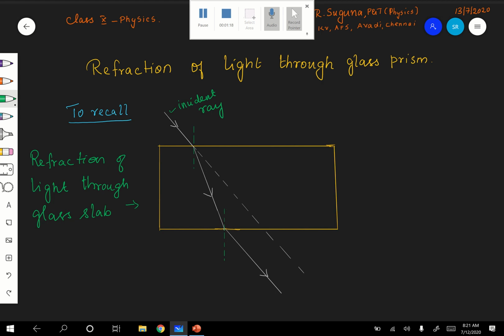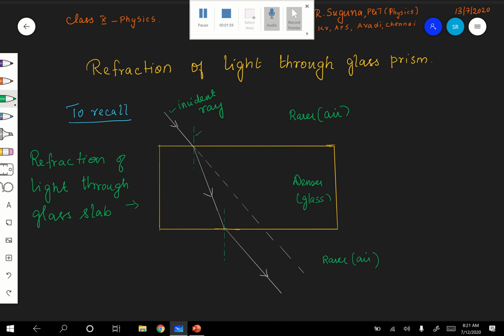Here it is rarer, here it is denser, and here rarer again. Rarer means air, here it is glass, and here once again it is air medium. So the light is entering the glass slab from air medium, therefore rarer to denser. You know very well this is the normal. Therefore it bends towards the normal when the light is entering from rarer to denser. Recall what you have studied before.